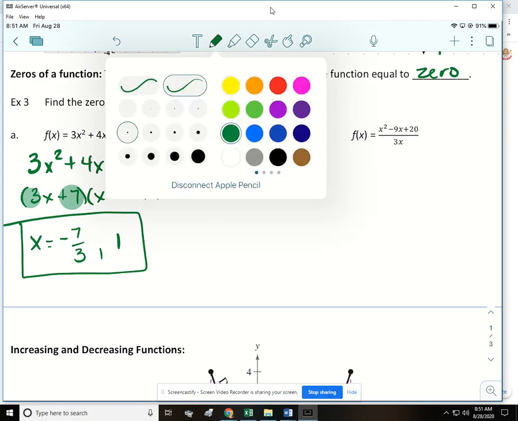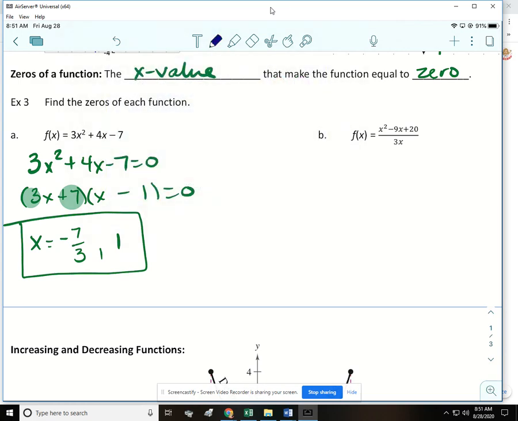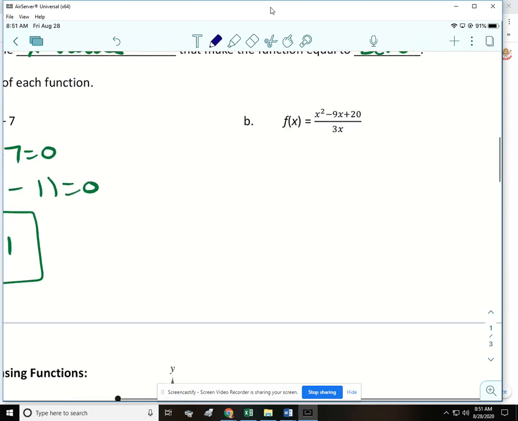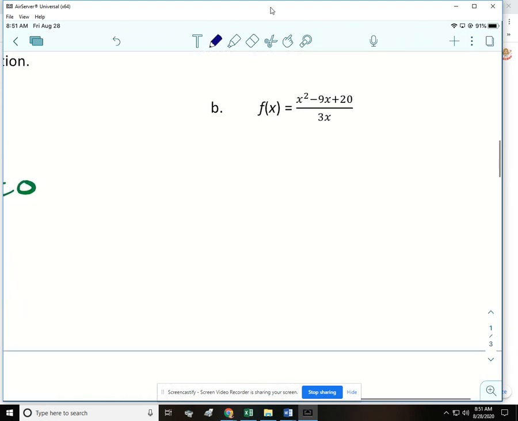Okay, so we've had lots of practice so far this year solving equations. That's not really going to go away. All right, on B, it's a little different. So we're going to take this equation and set it equal to 0.